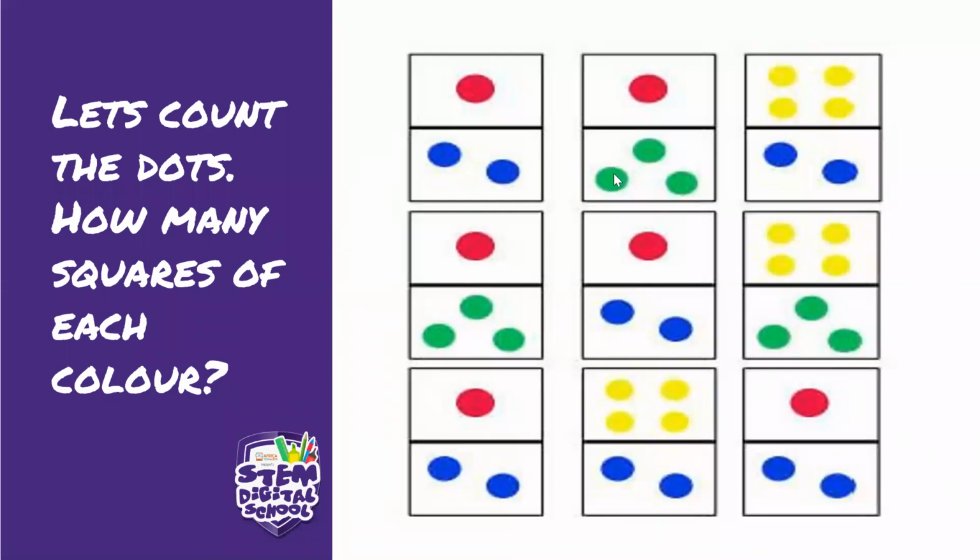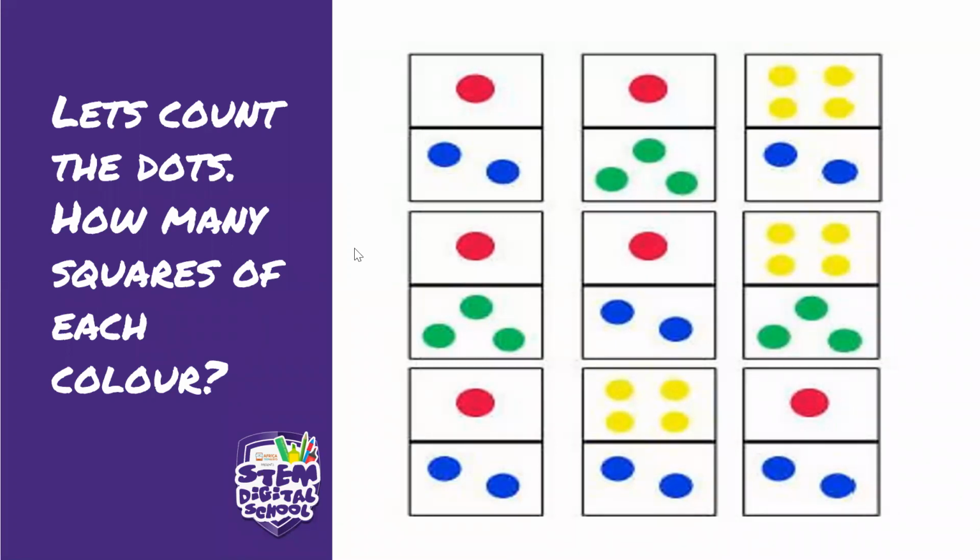One, two, three. Yes, and these ones? 1, 2, 3. Yes, and some more? 1, 2, 3. So let's count them all together. 1, 2, 3, 4, 5, 6, 7, 8, 9. So there are 9 green dots all together, right? Yes, there are 9 green dots all together.